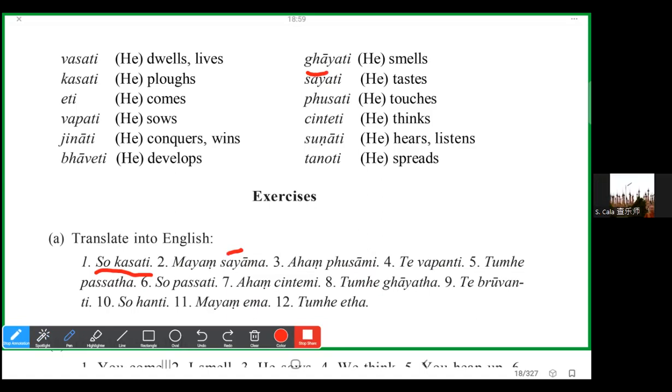All right. Next one, number 3. Siêu Moi here. Okay. Aham Pusami. Aham is the first person. Then the verb terminal is mi, which represents the first person singular. That means I see. Sorry, I touch. Okay, I touch. All right, next person.